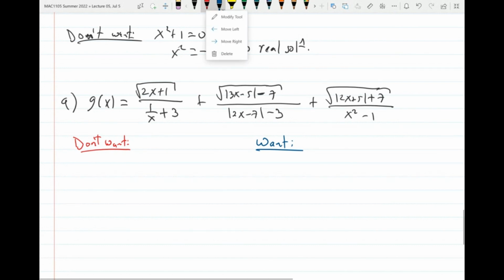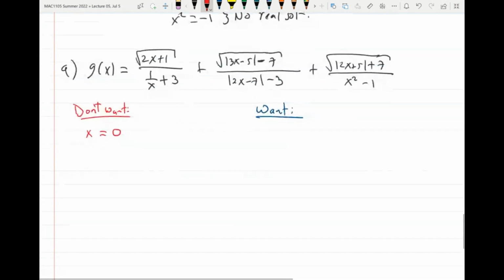Okay, let's see. Let's look at the first one. What is it that we don't want from the first one? So look at the first term. What do we need to worry about? Yes? Plus 1 being greater than or equal to 0, and... Okay, that's what we want. So what is it that we don't want? Oh, we don't want x to be 0 or 1 over x plus 3 to be 0. Okay, so this is something that we need to worry about, and then let me leave a little space here, and this is something that we need to worry about. This is according to the first one, yes?